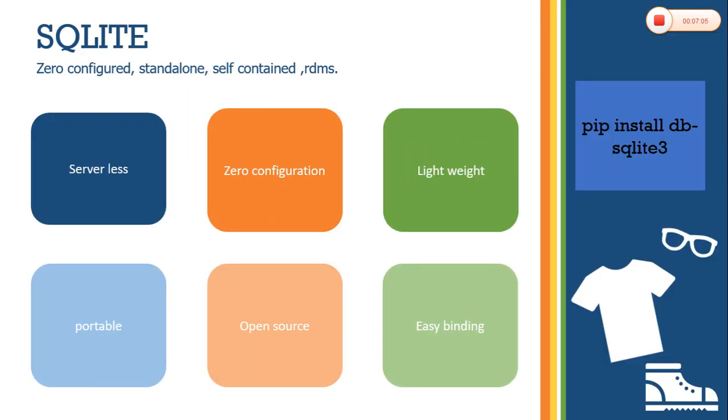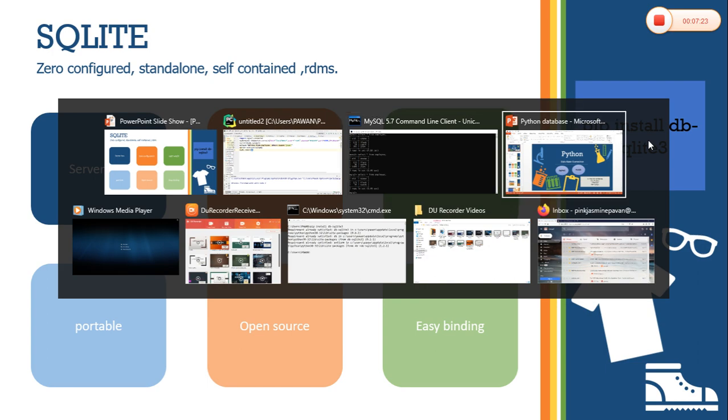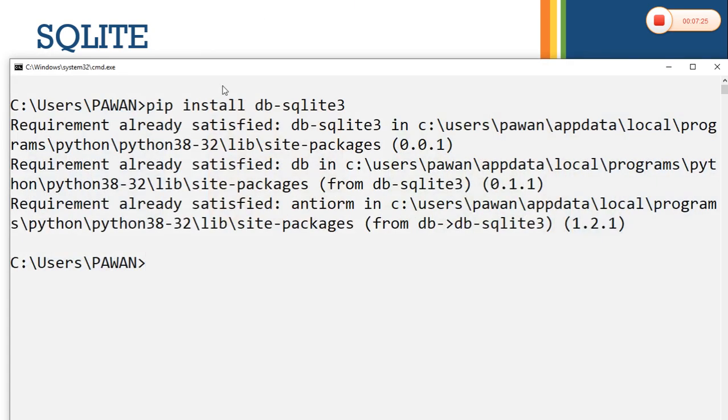Yeah, the second database I have taken is SQLite. So SQLite is a zero configured, standalone and self-contained relational database management system. Whenever we are installing Python, SQLite comes by default with the latest versions of Python. If we are using old versions of Python, we can install it using a pip command. So I already installed it. I will show you. So pip install db SQLite 3. The requirement was already satisfied since I have already installed it.